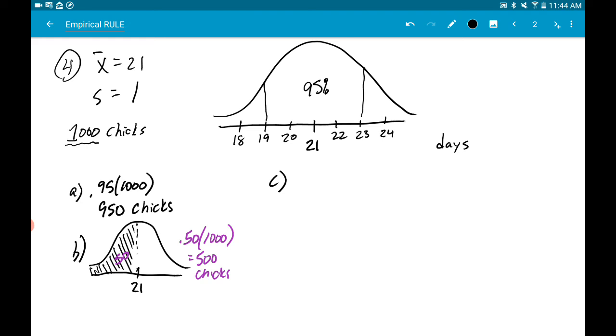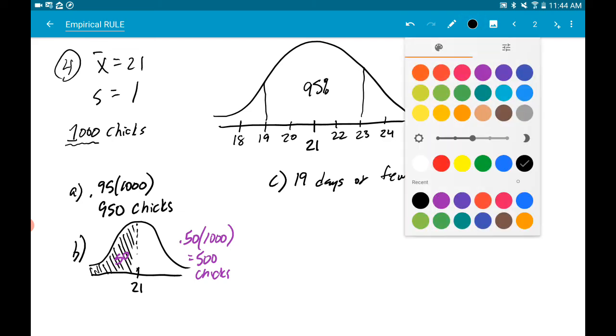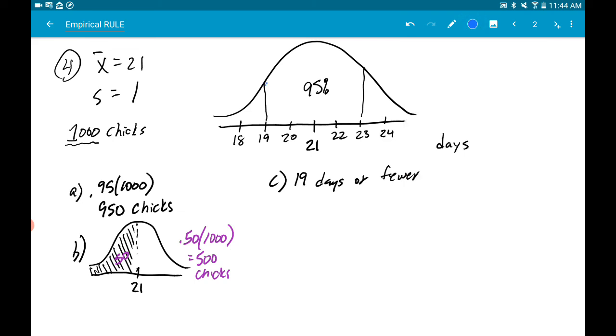Letter C, it says 19 days or fewer. So 19 days or fewer. Draw a picture, everybody. I'm going to use the one up here because it's already drawn. Here's the cutoff at 19 days in blue. But if I want fewer, then I want this percentage. You can estimate it right now, for sure it's less than 50%. But if I break this down, I know that half is 50.